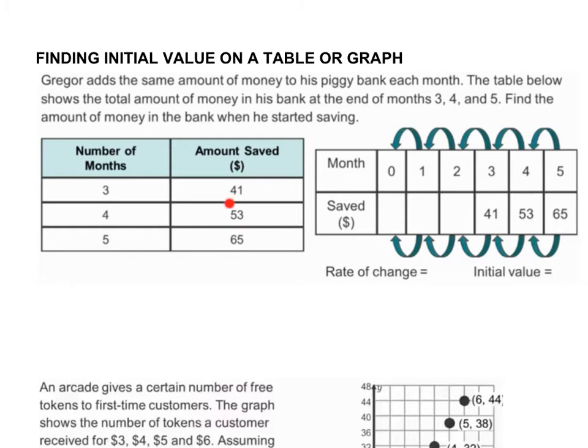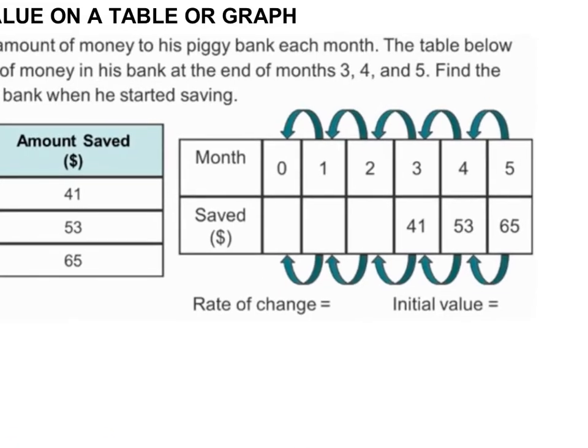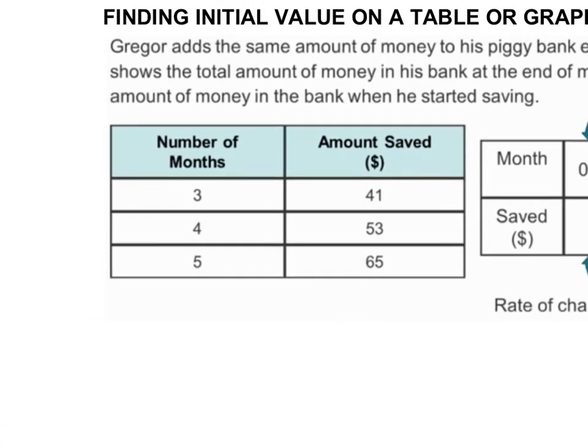So the amount of money is here, in his bank at the end of months 3, 4, and 5. Find the amount of money in the bank when he started saving. So what we want to do is think about the rate of change.